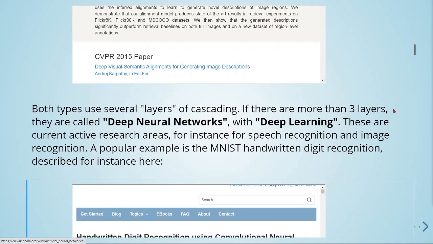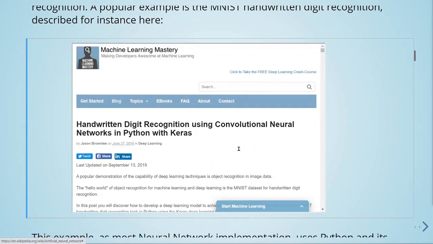All these types of neural networks use several cascaded layers. When there are more than 3 layers, they are called deep neural networks, or also deep learning. These are very current, active research areas, especially in speech recognition and image recognition. A very popular example is the MNIST handwritten digit recognition, described in this tutorial from Machine Learning Mastery, on handwritten digit recognition using convolutional neural networks in Python with Keras.